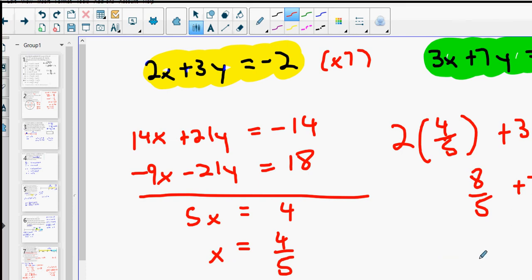I think that's far more difficult than just starting again and getting rid of the x's. I would start again and get rid of the x's.